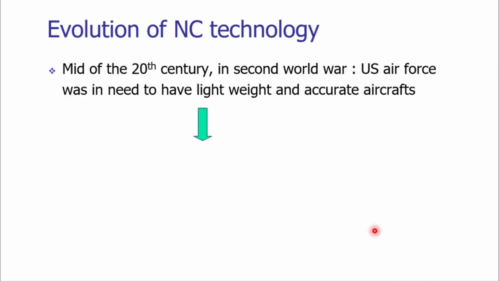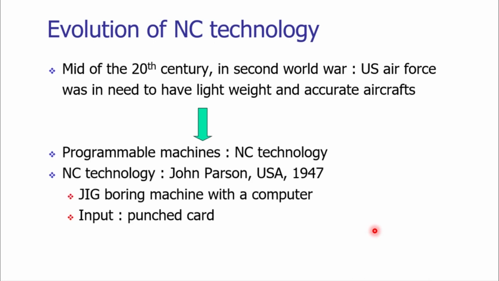In the mid 20th century, around the 1950s, during the Second World War, the US Air Force needed lightweight and accurate aircraft. For that purpose, they were trying to have a technology which would generate free-form surfaces. They wanted to develop supersonic aeroplanes which would move very rapidly, so aerofoils needed to be generated. To machine the aerofoils, we need free-form surface machining. The US Air Force approached MIT in the USA, and they developed the NC technology in collaboration with MIT.